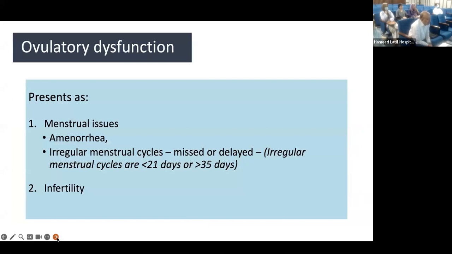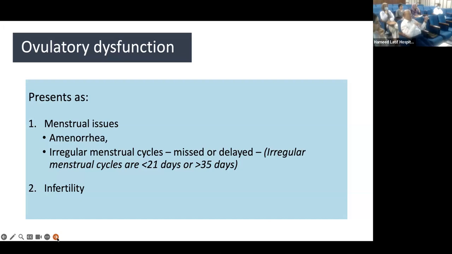Second is ovulatory dysfunction, menstrual issues, as I said: amenorrhea, when there is no ovulation, or irregular menstrual cycles, missed or delayed, and irregular cycles shorter than 21 days or longer than 35 days. And sometimes there is continuous bleeding for prolonged periods of time, but typically this anovulatory bleeding is painless, usually. That is the characteristic of anovulatory bleeding. Now that bleeding can be in the form of spotting, or it can be heavy bleeding.